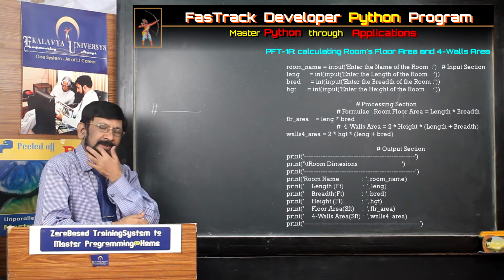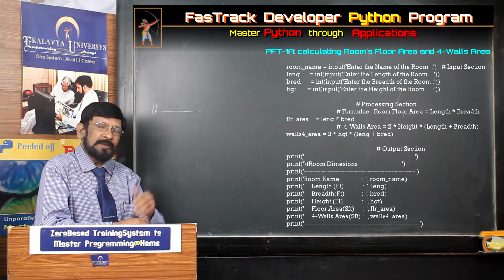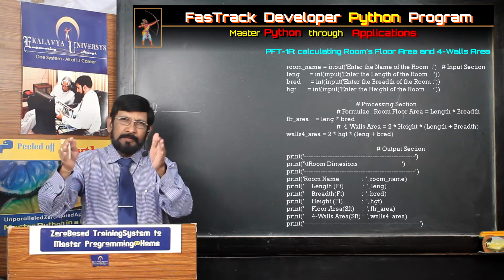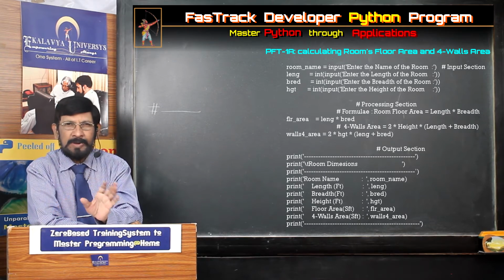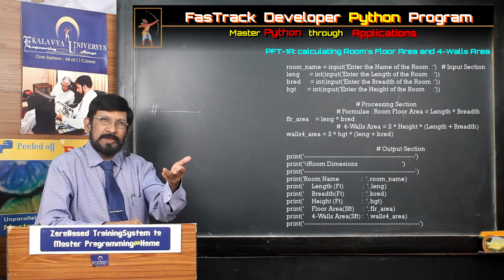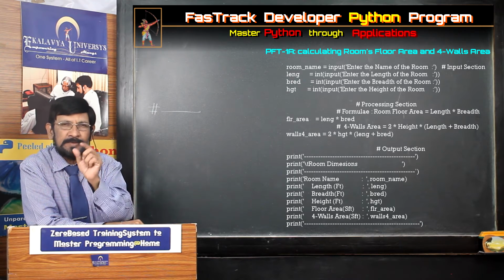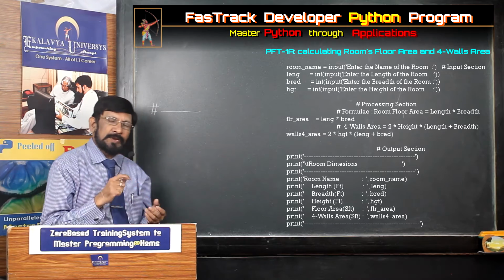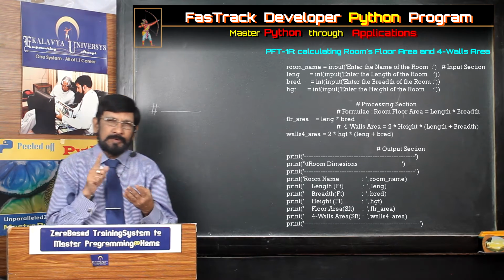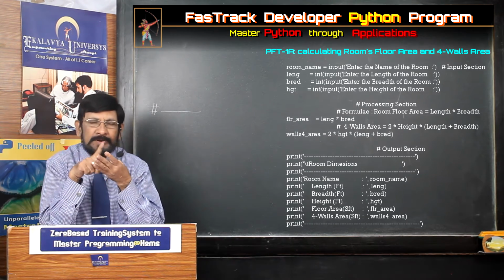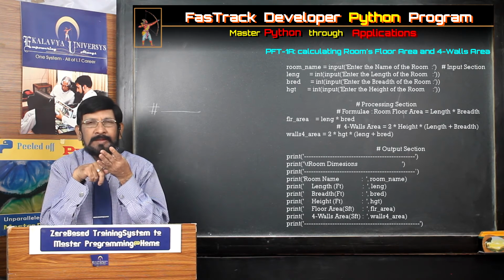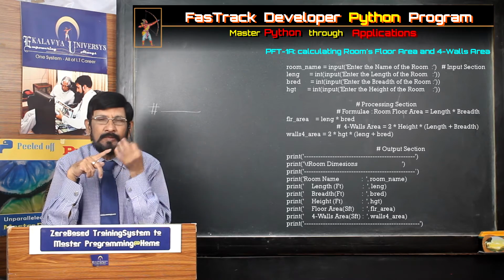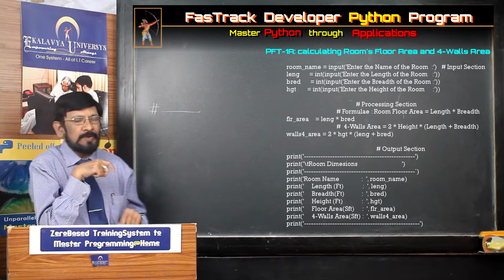Thereafter, input section. In the input section, which input values are we supposed to give? Actually, if you take a flour mill, what is the input? Grain, particular grain. It may be wheat, it may be rice, or it may be some other type of pulses. That is the input section. Here, in our input section, we are going to give four values. First one is name of the room. Second one is length. Third one is breadth. Fourth one is height. Four values you have to give.